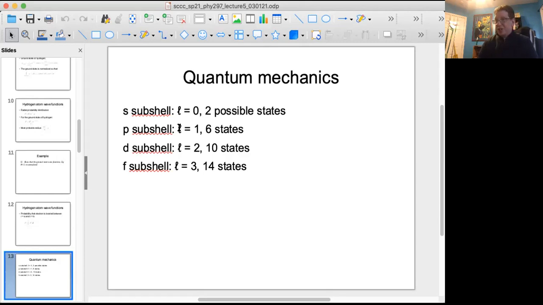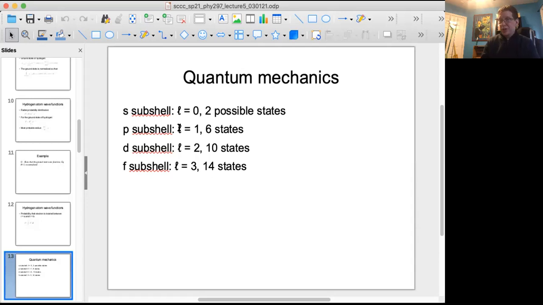Okay, so with the s subshell, n can be any number, but in the s subshell, l is equal to 0. So m sub l has to equal 0. And so you just have the two states, m sub s equals positive or negative 1/2. And so you have two possible states in the s subshell.